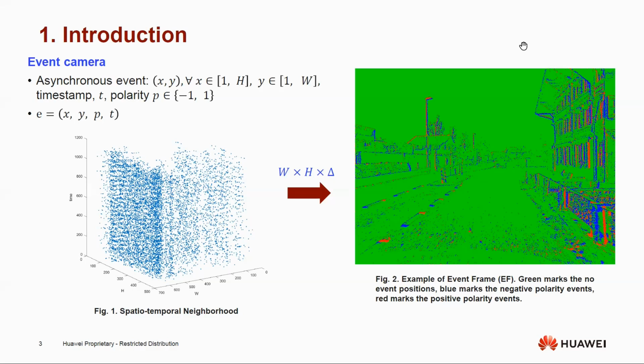On the right side, you have the event frame, so what we are compressing. We have in green the non-event positions, and in blue and red the positive events and the negative events, so positive polarity and negative polarity. What you can see is that there's quite sparse information all around the frame that must be compressed. The idea is, how can we compress this?